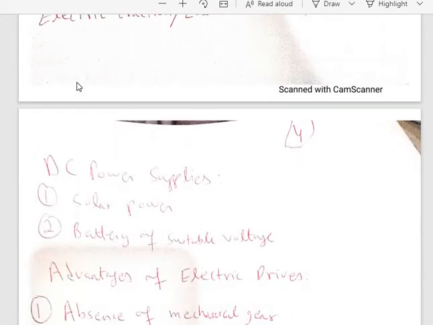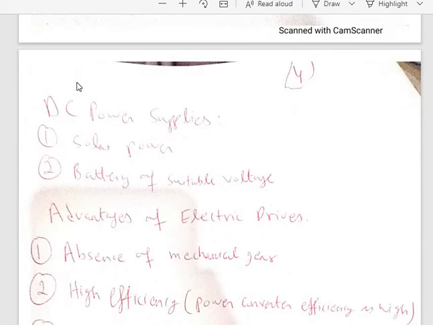Now the next supplies are the DC power supplies. For DC power supplies, we have solar power, and the next one maybe is a battery of some suitable voltage. These days the European countries are quite emphasizing on harvesting solar power. Why do they do that? Because they don't want to destroy the environment with pollutants, such as when you generate electricity with the help of oil.